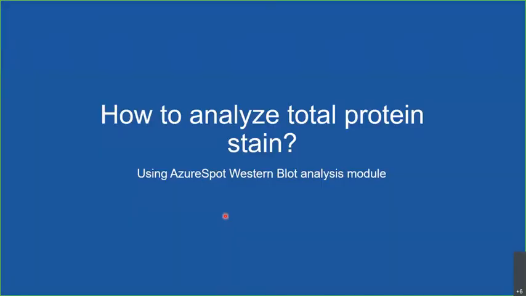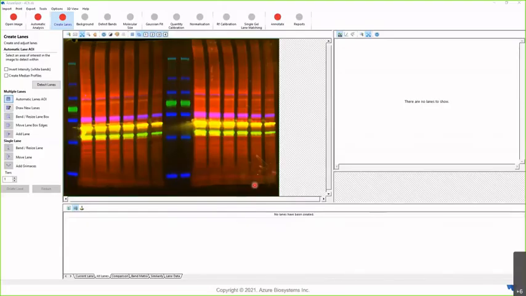Next, how do I analyze the data and get my normalized data for the protein of interest? I'll be using Azure Spot as an example. Basically, the analysis workflow after the image capture is essentially unchanged. It's the same as what you do for a housekeeping protein. It means that now, instead of a single band, you are quantifying the signal density for the entire lane of the protein samples.